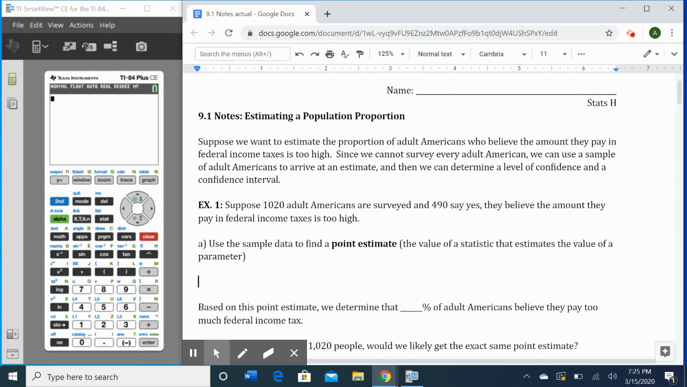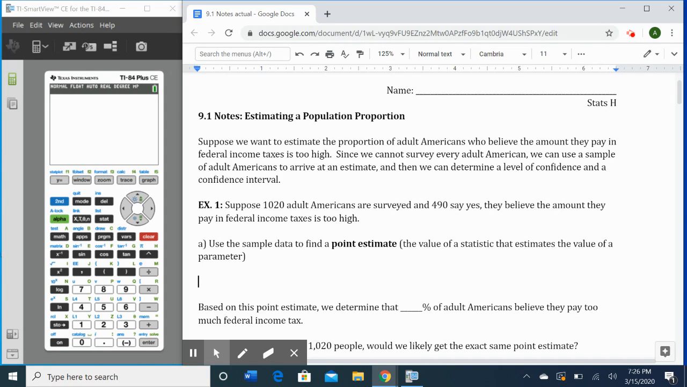So it says, suppose we want to estimate the proportion of adult Americans who believe the amount they pay in federal income taxes is too high. Since we cannot survey every adult American, we can use a sample of adult Americans to arrive at an estimate, and then we can determine a level of confidence and a confidence interval.